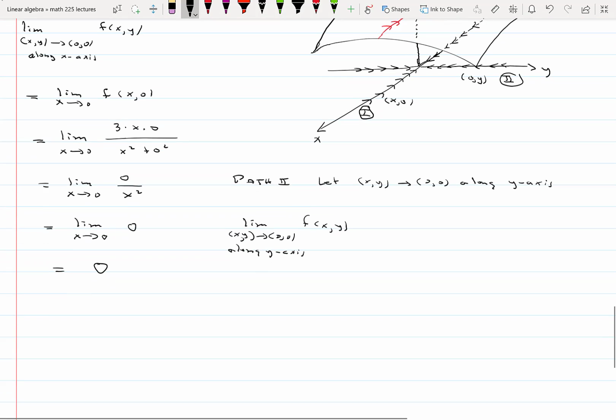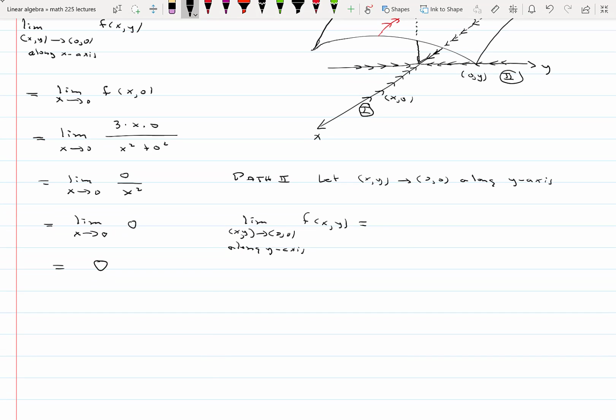Now let's see what we get for that limit. This is the same thing as the limit. As x and y approach the origin along the y-axis, the x value is always 0. So really, it's the limit as y approaches 0 of the function at (0, y). Let's see if we can evaluate that limit.